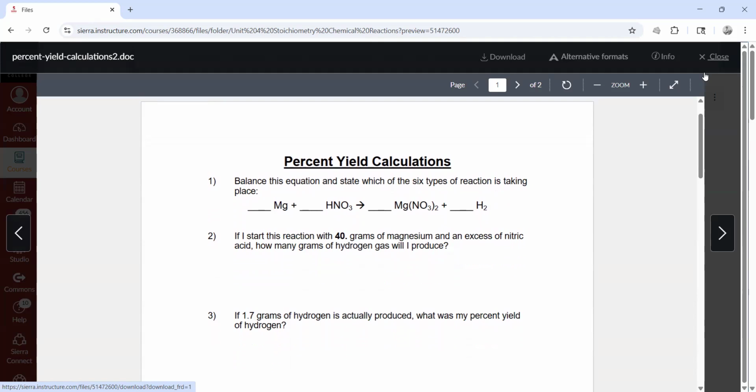Okay, and this one I actually say if 1.7 grams of hydrogen, do I have to say gas? Hydrogen, remember, is H2, is produced. What's the percent yield? So you go actual over theoretical times 100.